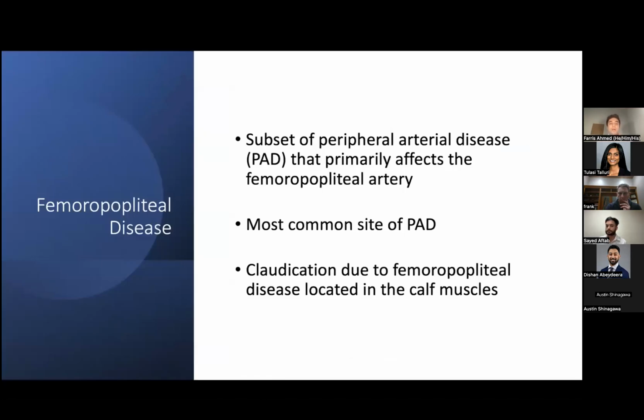Now we'll be talking about femoropopliteal disease. It's a subset of PAD that affects the femoropopliteal artery. We'll be looking at this anatomy in a bit. It's the most common site of PAD, and it causes claudication that's located in the calf muscles. Similar to the disease process we described, you're going to have plaque buildup in the femoropopliteal artery, and it'll affect vasculature distal to it.